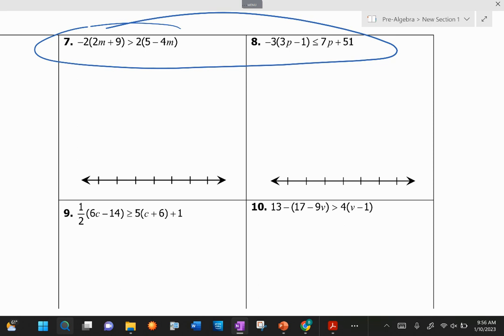Negative. Always assume that sign in front of it is with it. Okay?